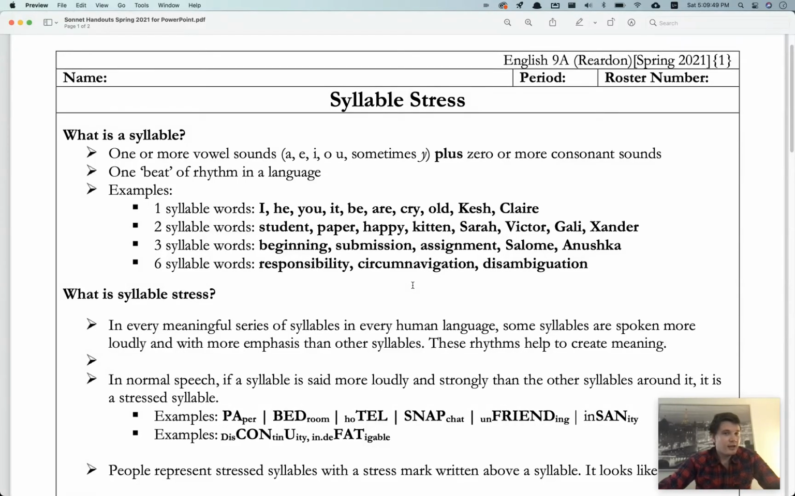A syllable is often thought of as one beat of rhythm in a language. So try to do this with me here. I wish we could do this in person. It's a lot of fun, but this will have to do. Here are some one-syllable words. I, he, you, it, be, are, cry, old, some names, cash, Claire, right? Just one syllable in each of those words.